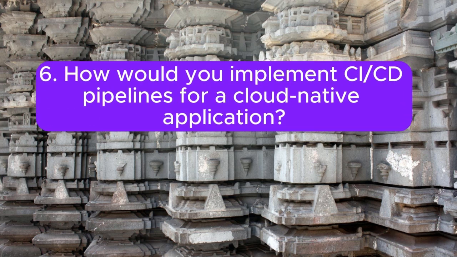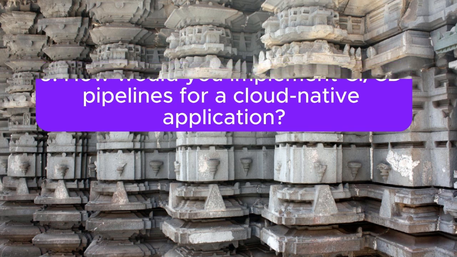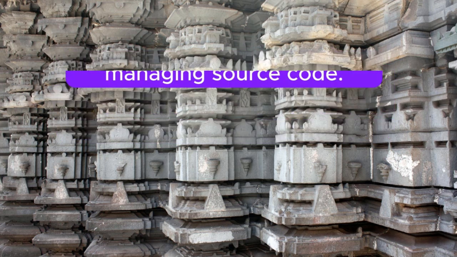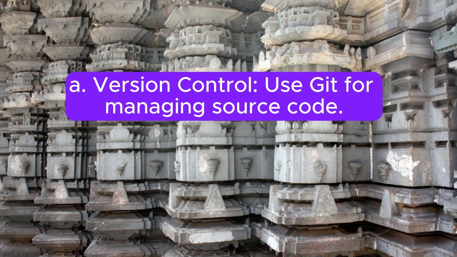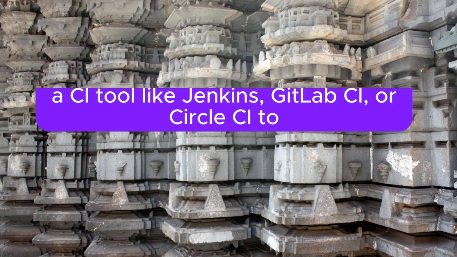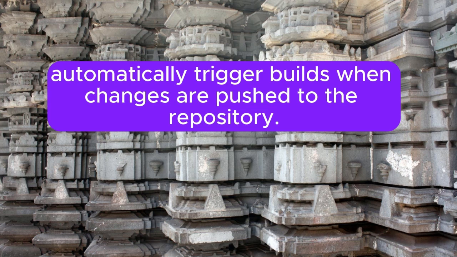6. How would you implement CI/CD pipelines for a cloud-native application? Answer: To implement CI/CD pipelines for a cloud-native application, I would follow these steps. A. Version control. Use Git for managing source code. B. Continuous integration. Configure a CI tool like Jenkins, GitLab CI, or CircleCI to automatically trigger builds when changes are pushed to the repository.